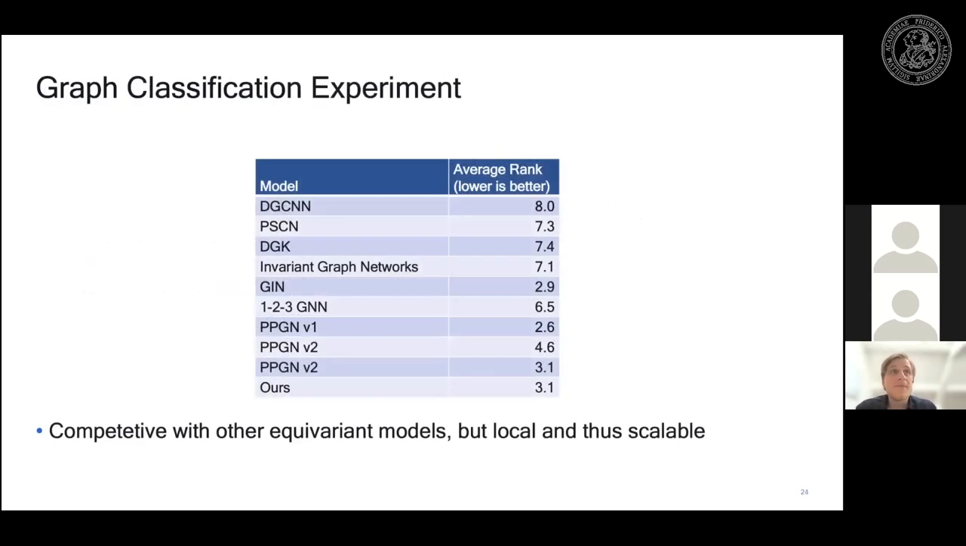We ran some experiments, and we ran this on a standard class of graph classification experiments. And we found results that are competitive with other equivariant graph networks. But our method is local and thus scalable, whereas these other equivariant graph networks rely on global operations, making them less scalable to larger graphs.